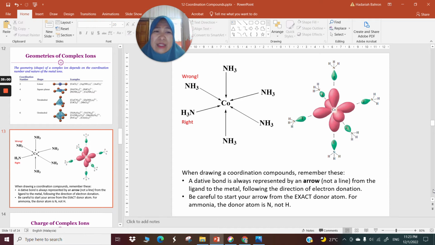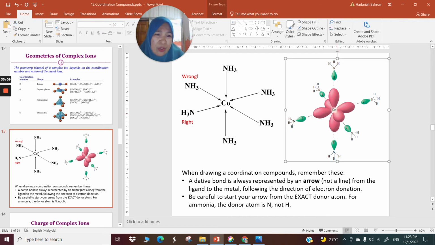Now, this is a totally new addition to what Dr. Amalina has prepared. This is this slide. I want to show you when cobalt, this is one cobalt, for example, bonds with 6 ammonia, 1 ammonia, 2, 3 ammonia, 4, 5 ammonia, and 6. This is the lone pair of electrons on the nitrogen being donated to the cobalt into this hybrid orbital.